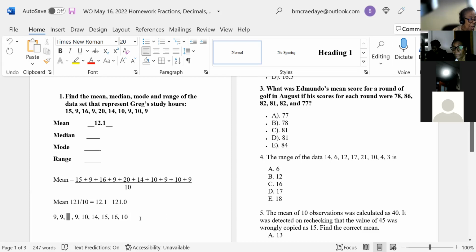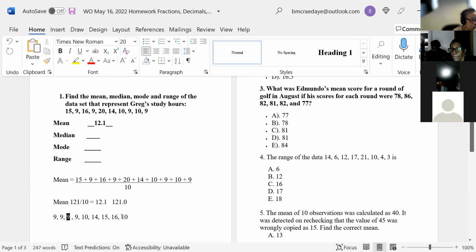Now, when you have an even number of items, your median is not in the middle, right? There are 2 numbers in the middle, correct? Because we said we had how many items? 10. So if you have 10 items, you have 4, 4, and 2. So you have 4 items, 4 items.